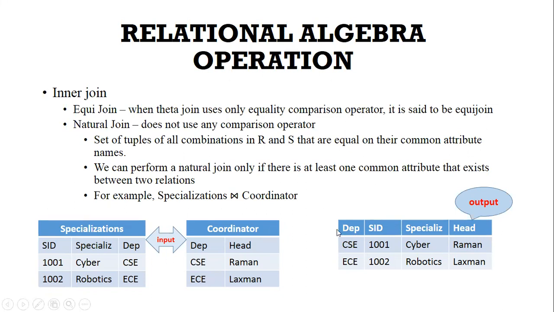So the department will be mentioned first, then student ID from the specialization table, then head. So all these things will be combined. So it will have department CSE and student ID 1001, and the specialization will be mentioned as cyber, and the head will be mentioned as Raman, which is from the coordinator table. And the second row will have the department ECE, student ID 1002, specialization robotics, and head Lakshman.